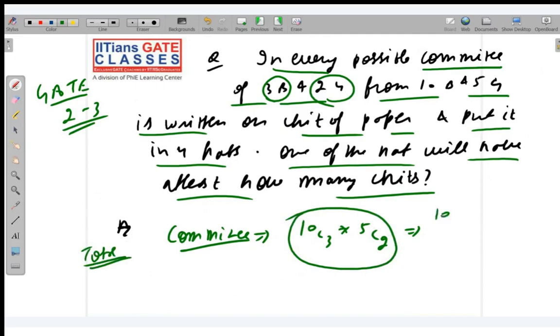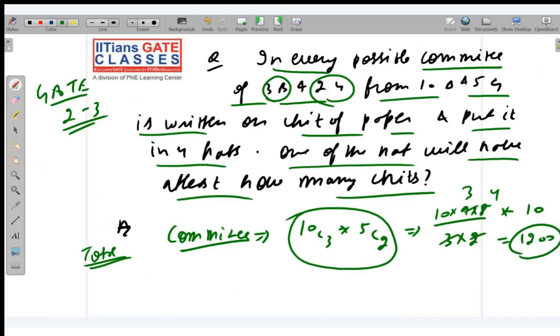So how many will this be? 10 into 9 into 8 divided by 3 into 2. 5C2 is 10, we already know this. So 3 is a 9, 2 4 is a 8. So 1200. So 1200 total committees are possible.